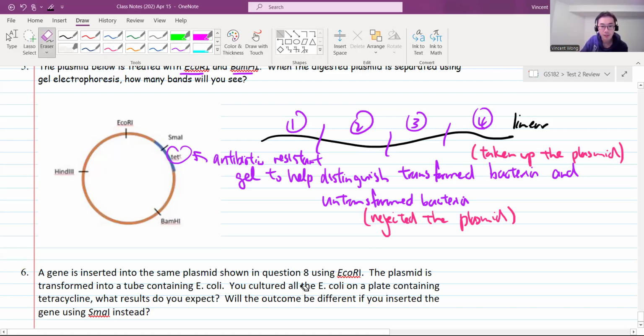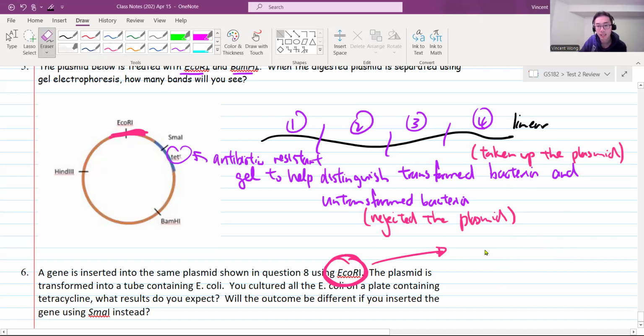So over here, you culture E. coli containing tetracycline. We insert using EcoR1. So EcoR1 is right here. The gene is going to go into this location. It will not disrupt the TETR gene. So you would expect some growth. Why some growth and not lots of growth? Because not every bacteria will take up the plasmid. Only some will do. So some growth.